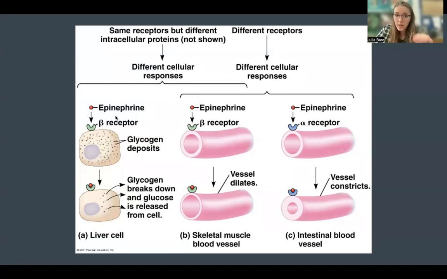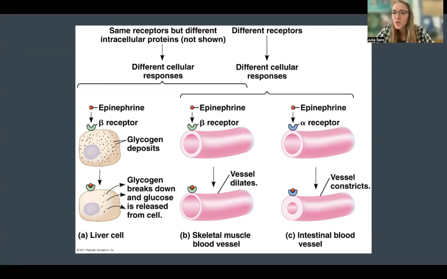In the liver cell, epinephrine is going to trigger glycogen to break down and release, and it's going to cause that glucose to be released from the cell. But the same signal, epinephrine, is going to trigger the blood vessel to dilate in your skeletal muscles. Why on earth would epinephrine cause the blood vessels in your skeletal muscles to dilate?